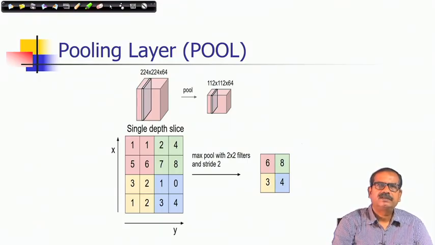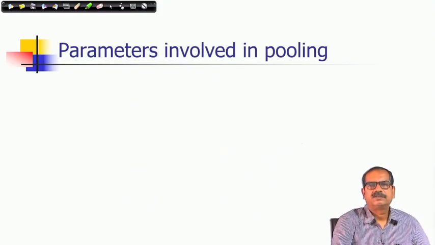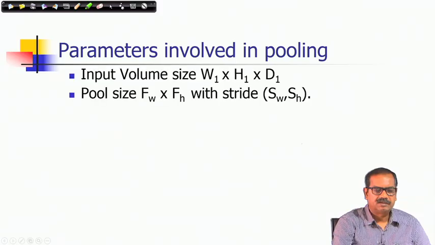And the example here is showing max pooling. First, you have partitioned the input into 2 cross 2 rectangular blocks, and from there you are choosing the maximum value and forming your 1 pixel for each block. So, let us observe the parameters which are involved in pooling.